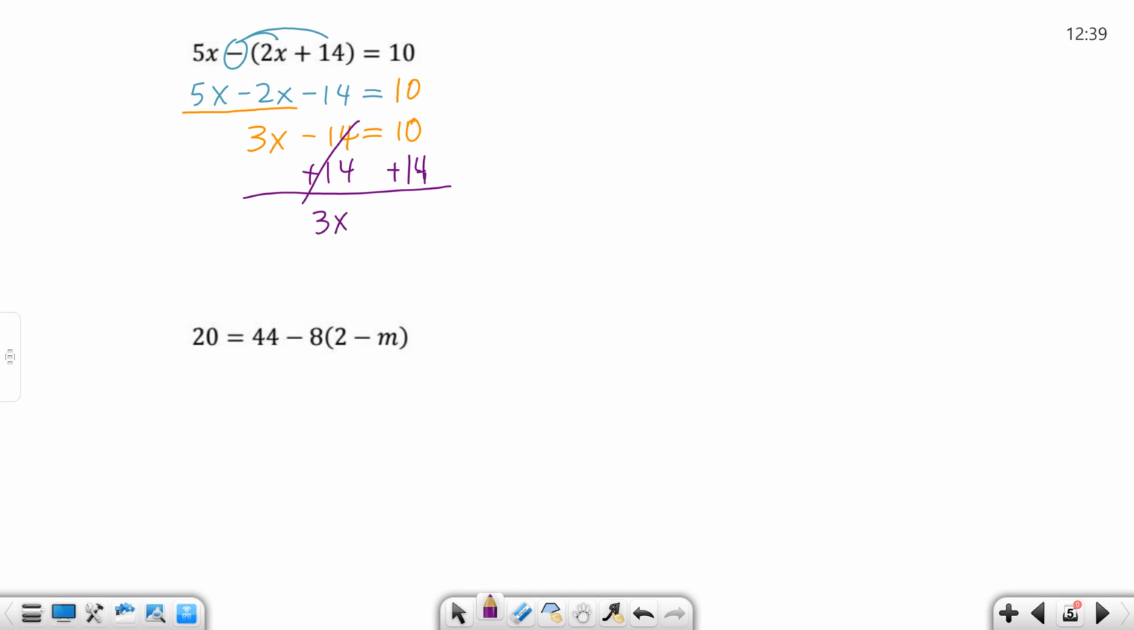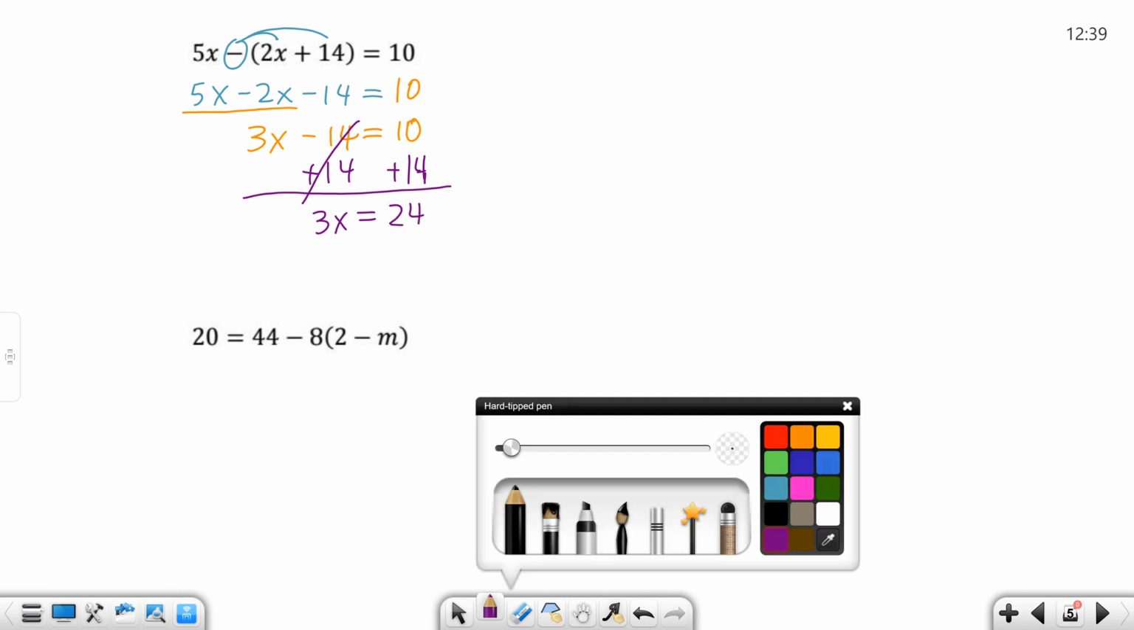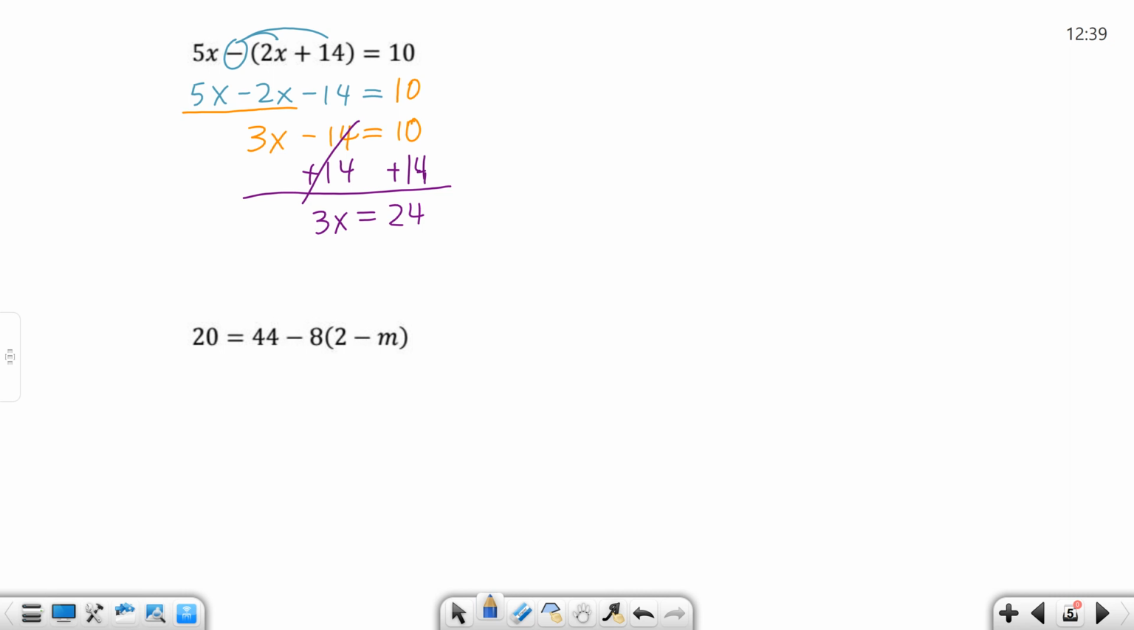And then you get 3x equals what? 10 plus 14 is 24. So 3x equals 24. And then I need to get x by itself, so I divide both sides by 3, okay? And then those 3's divide out, all right?